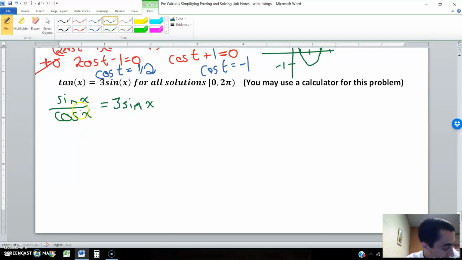Next, let me put it this way. One of the things we like to do when we're solving equations is to have a 0 on one side, because then if we factor it, we can set both of them equal to 0. So let me subtract 3 sine of x from both sides, and it's going to look like that. Next, I see that I've got a common factor of sine of x in both terms. So I'm going to factor that sine of x out.